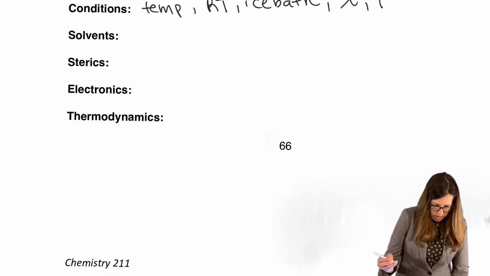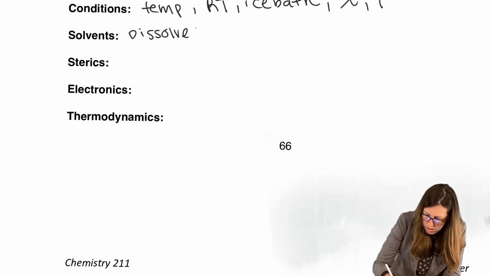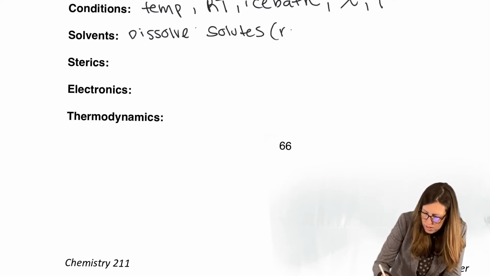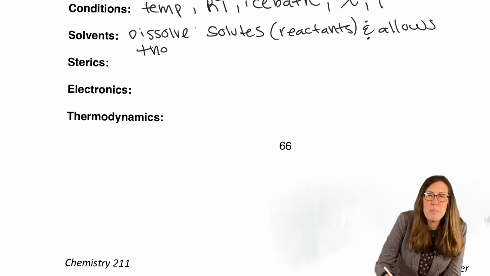Now solvents, what do we need a solvent for? It's going to dissolve solutes. That's what solvents do. What are the solutes? Our reactants. Allows thorough mixing. Why do we need thorough mixing? Because we need them to bump into each other. Bumping into each other causes collisions, which allow bonds to form. Thorough mixing.